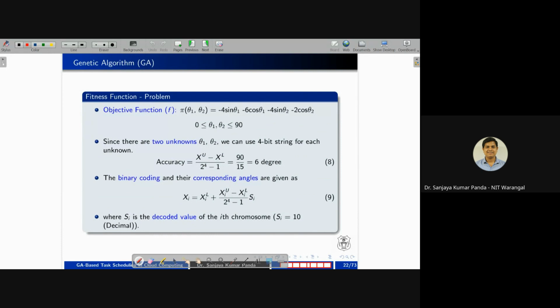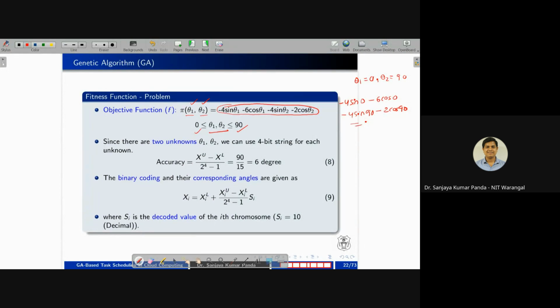Now let us see one problem before going to the traveling salesman problem. There is an objective function given here: pi of theta 1 comma theta 2. So you need two input parameters, theta 1 and theta 2, in the range which we call the search space, given as 0 to 90. Once I give the values of theta 1 and theta 2, you can solve this. For example, theta 1 equal to 0 and theta 2 equal to 90. You can write minus 4 sine 0, minus 6 cos 0, minus 4 sine 90, and minus 2 cos 90, and you will get a value.